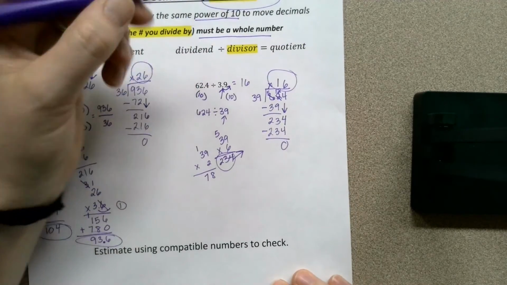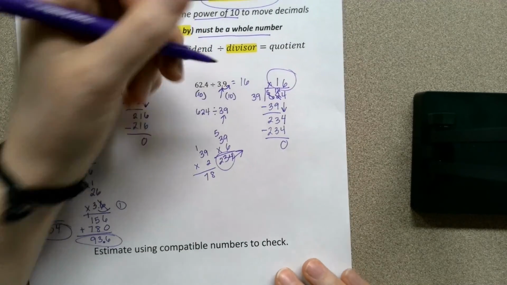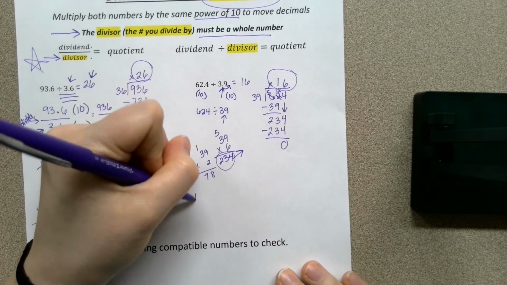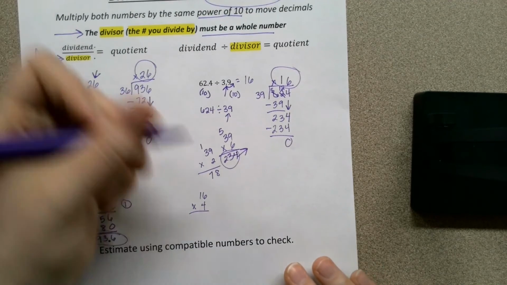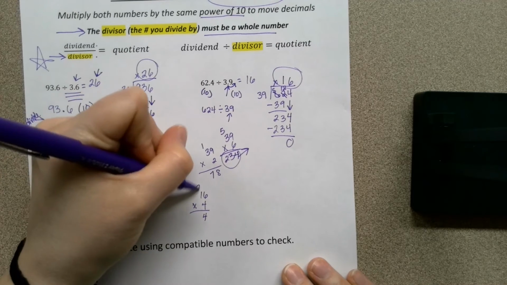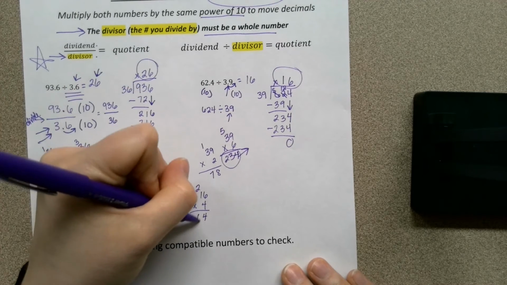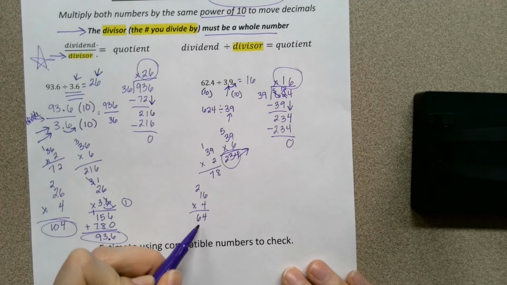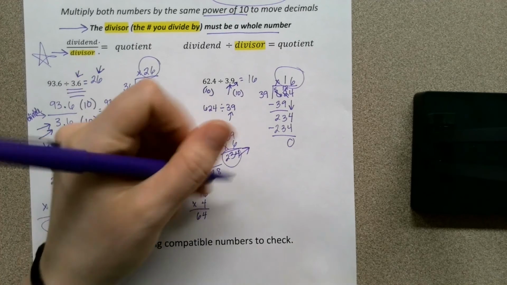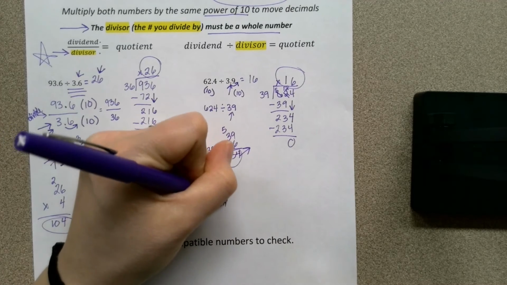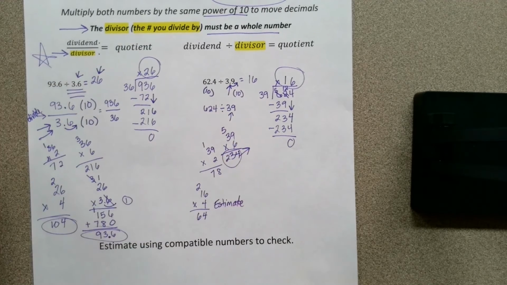We can use an estimate to check. 3 and 9/10 is almost 4. So if we checked 16 times 4, it should be somewhere close to 62 and 4/10. Which it really is, because 64 is really very close to 62 and 4/10. So using an estimate was helpful to check our work.